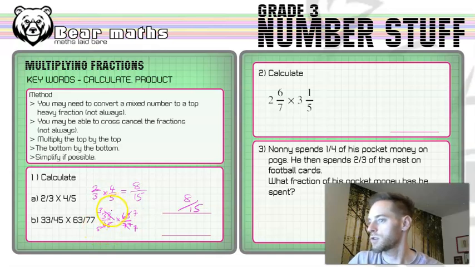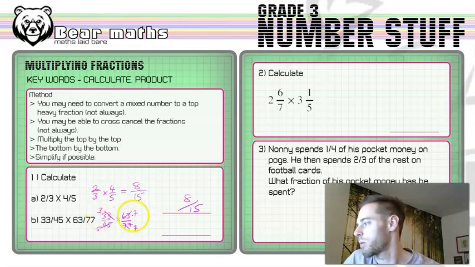That just comes through knowing your times tables again. If you've seen some of my other videos, you might have heard me say that before. Now, 3 multiplied by 7 is 21, and 5 multiplied by 7 is 35.